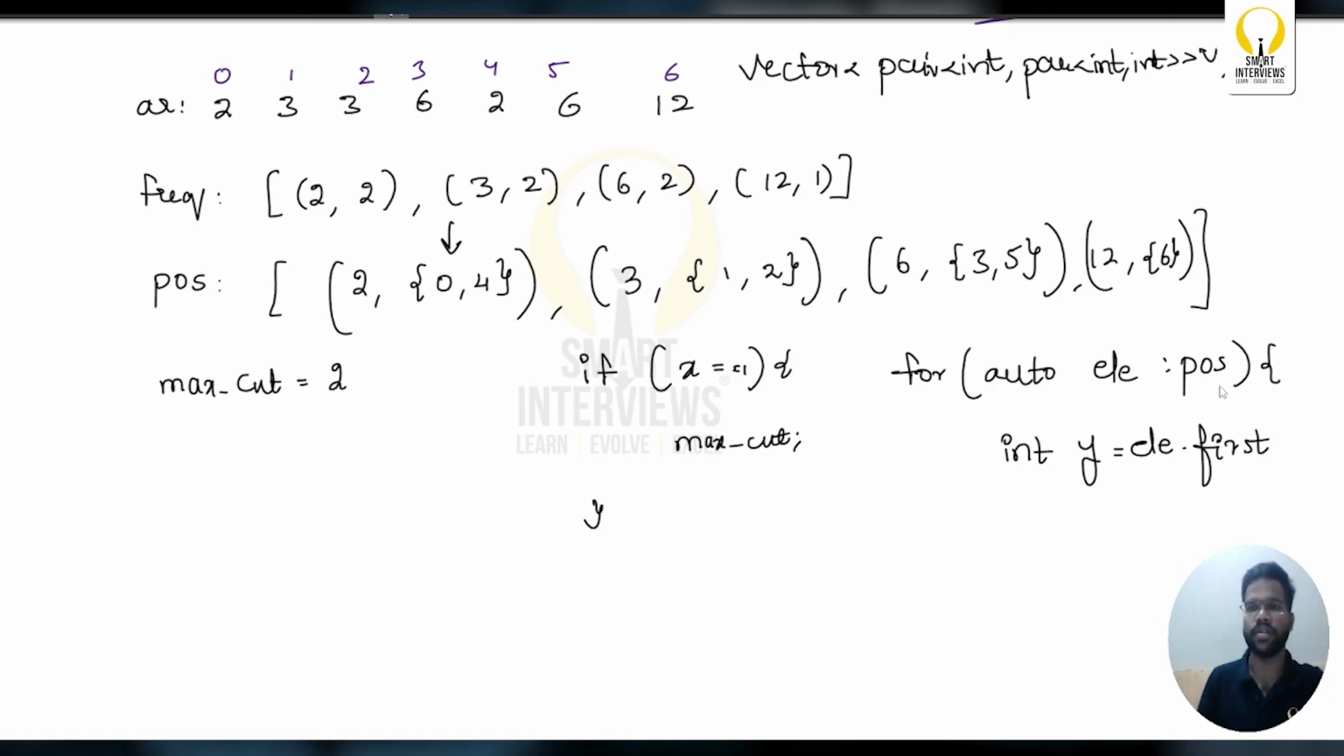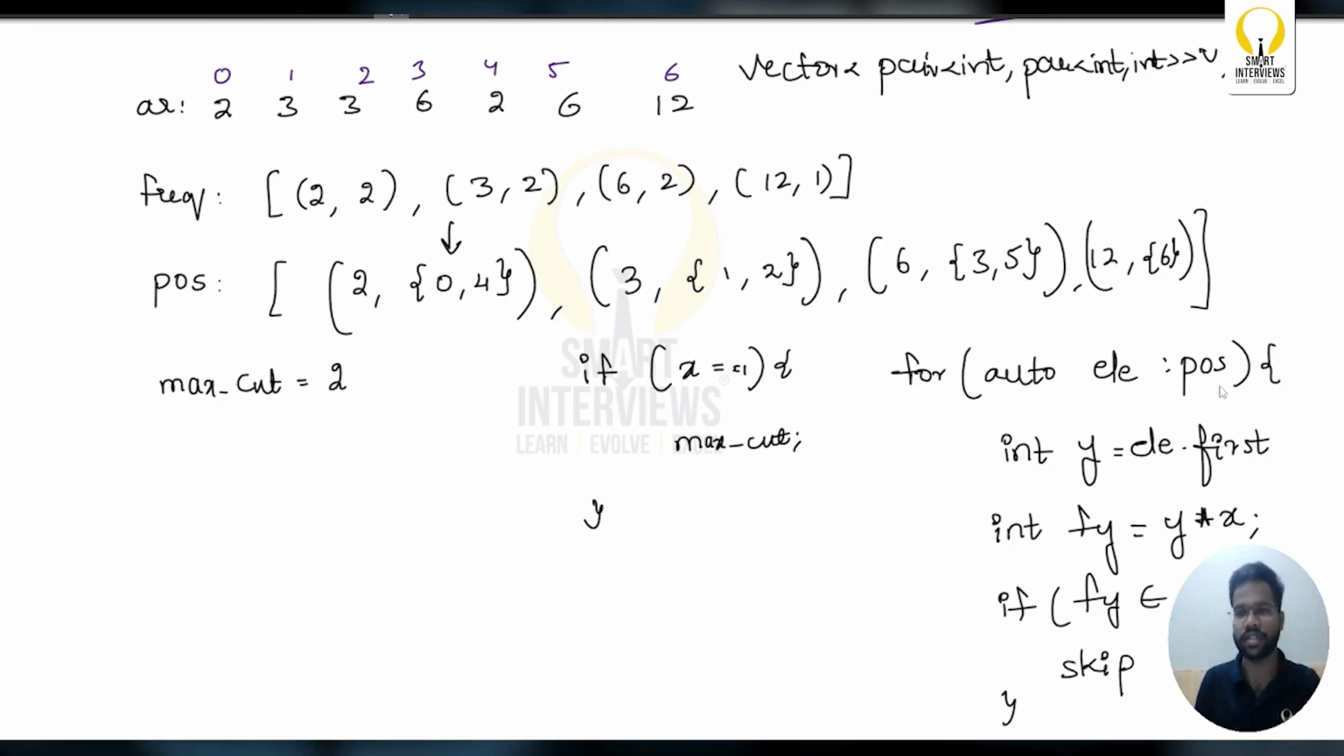Okay, now I'll be iterating. First I'll be getting the first element of the pair. Now I will be checking the frequency of y as y into x. First I will check if that frequency of y is present in your array or not. If it is not present, then you can skip, or you can just write a continue keyword. Nothing to do with that particular element in the array.